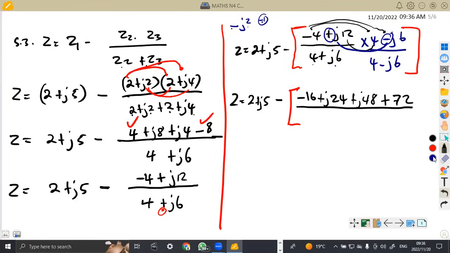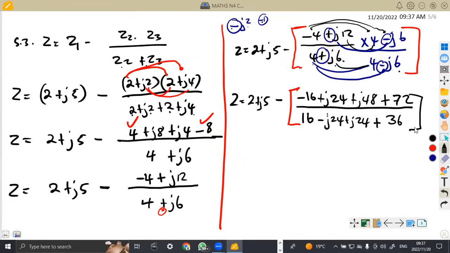Okay, in the denominator, we do the same. We have to multiply 4 and 4, that's 16. All right, 4 and negative j6, that's negative 24, so it's negative j24. Then j6 and 4, that's a positive j24. Then we move on, positive and negative, that's a negative, so like what we did, it's going to give us a positive at the end. So it's going to be positive 6 times 6, which is 36. Okay, so this is what we're going to have at the end. Let's expand and see what you're going to have.